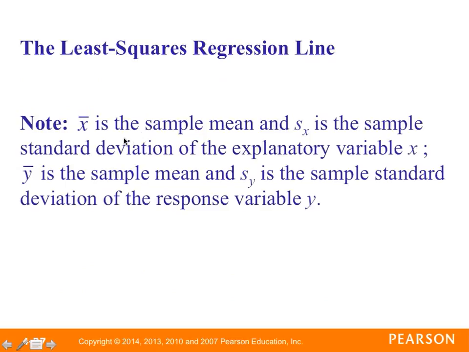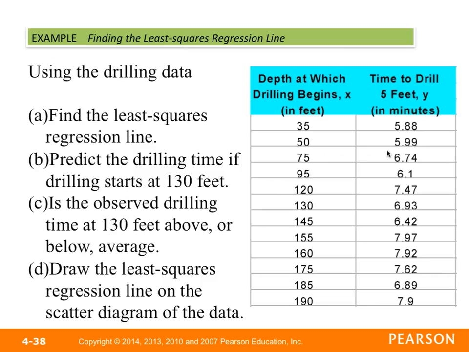So one note here is that x bar is the sample mean, s of x is a sample standard deviation, y bar is a sample mean, and s of y is a sample standard deviation, for the response variable y, with x as the explanatory variable. So you've already seen that notation. Hopefully you're very familiar with it at this point.